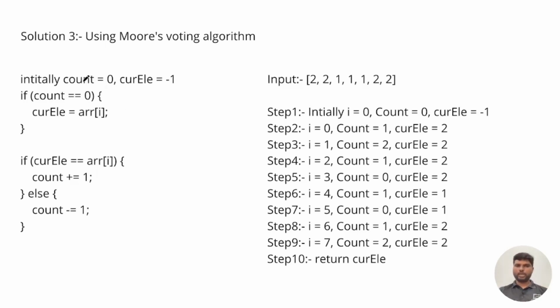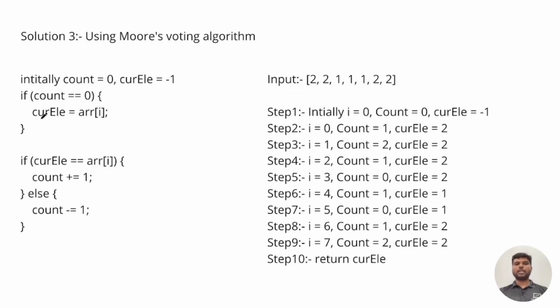Basically we will take 2 variables, count and current element. Count will store the number of occurrences of the current element. Current element is nothing but the element that we are considering as our majority element. Then we will iterate over all the elements in the array. Initially the count is 0. In each iteration we will check if count is 0.